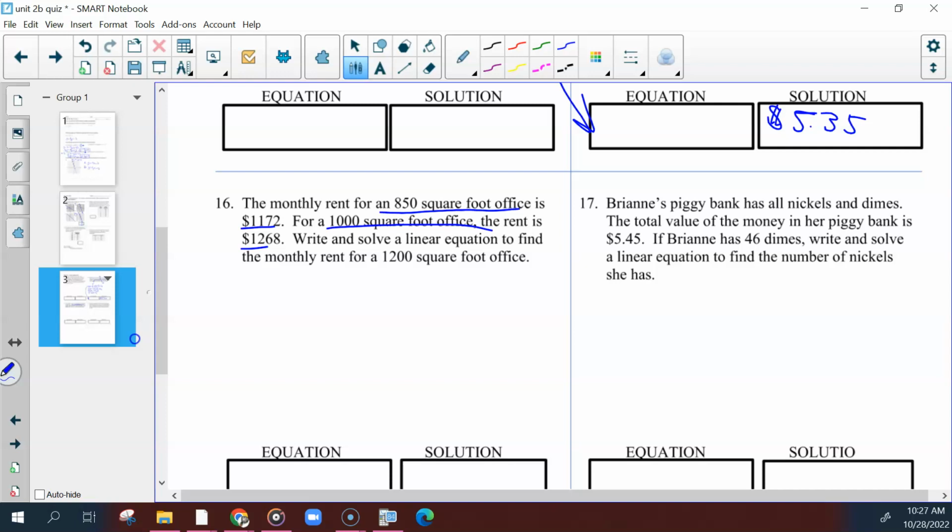Here, if I'm reading this, the square footage affects the cost. So the bigger the square footage, the more the cost is. Because they affect each other, this is going to be an input-output situation where one is X and one is Y.